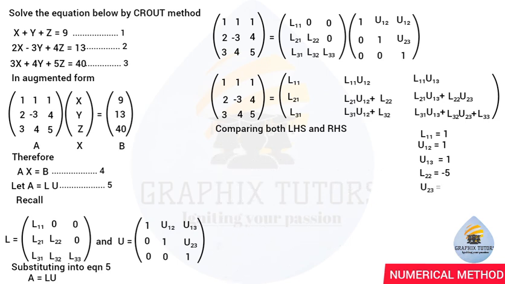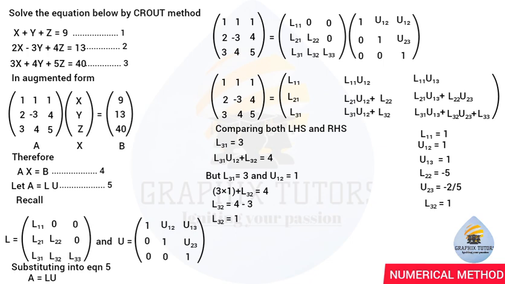Now if you go to the next one, we have L sub 3,1 equals 3. Then the next one, we have L sub 3,1 times U sub 1,2 plus L sub 3,2 equals 4. We know the value of L sub 3,1, which is 3, times the value of U sub 1,2, which is 1, plus L sub 3,2 equals 4. So L sub 3,2 will now be equal to 4 minus 3, because 3 times 1 is 3. When the 3 goes to the other side, it becomes minus 3. So L sub 3,2 is equal to 1.